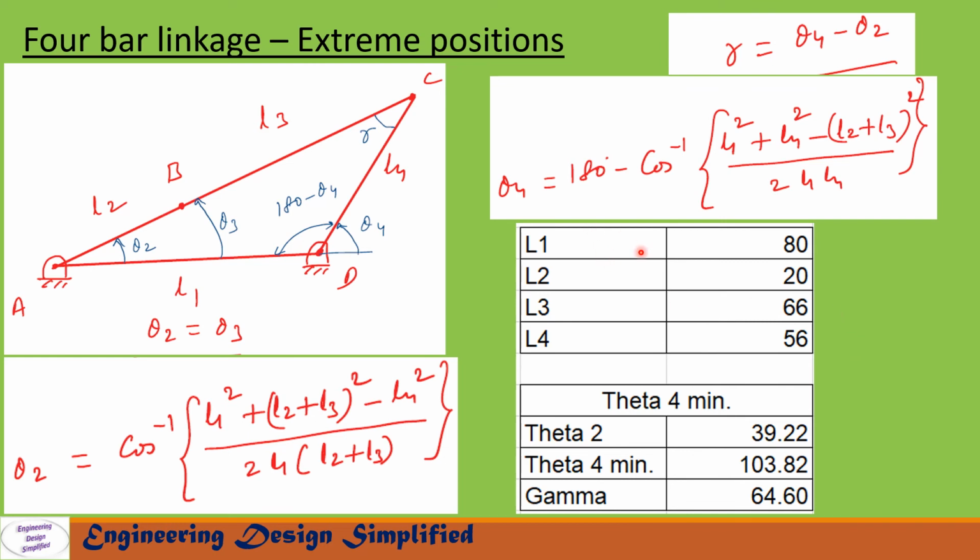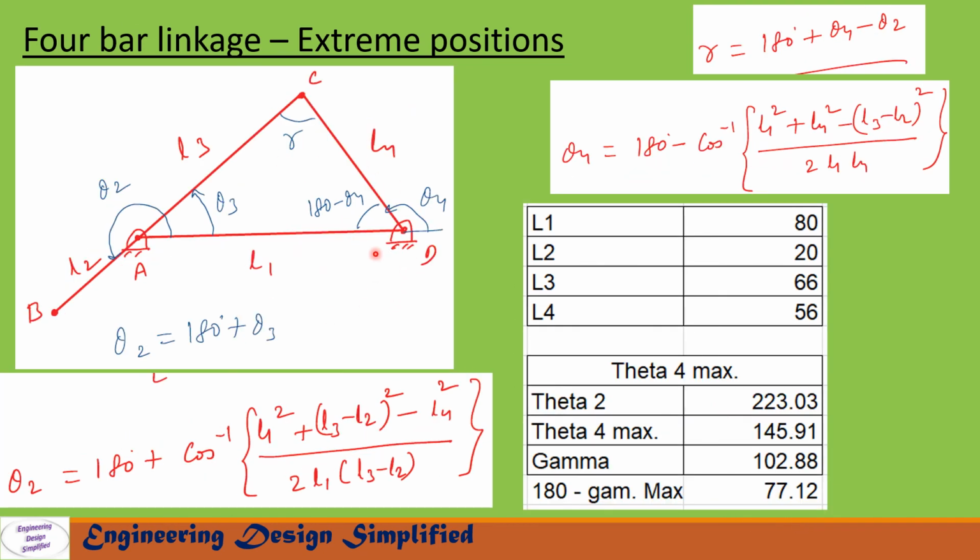In this problem we have taken L1 equal to 80 millimeter, L2 20, L3 66, L4 56 millimeters. Using this equation theta 2 is found, theta 2 is 39.22 degrees. Since in this position theta 2 equal to theta 3, this is also theta 3. Using this equation we found theta 4 minimum, that is the first extreme position. At this position theta 4 is minimum. So theta 4 minimum is 103.82 degrees. Using this equation we found gamma is 64.60 degrees.